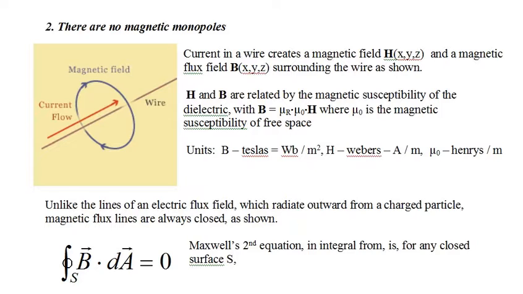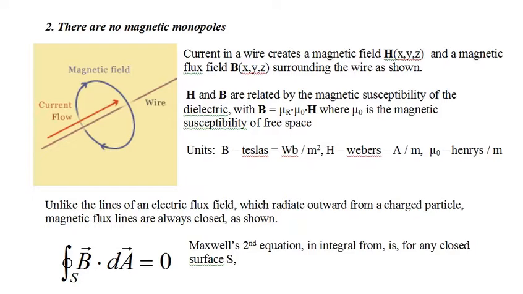The relationship between them is, in free space, B equals mu sub 0 times H, where mu sub 0 is the magnetic permeability of free space. In a dielectric, the equation is B equals mu sub r times mu sub 0 times H, where mu sub r is the relative magnetic permeability of the dielectric. For us, mu sub r will always be 1.